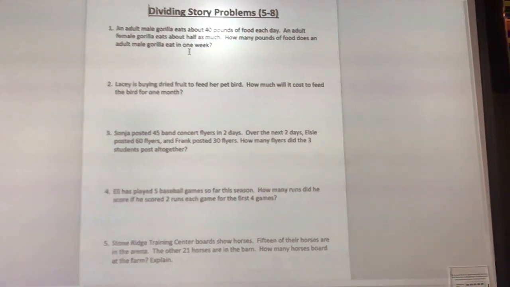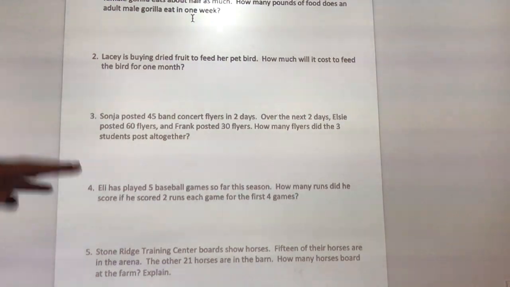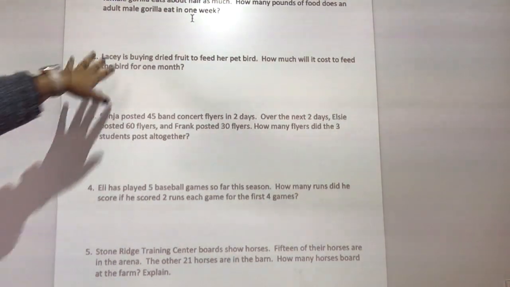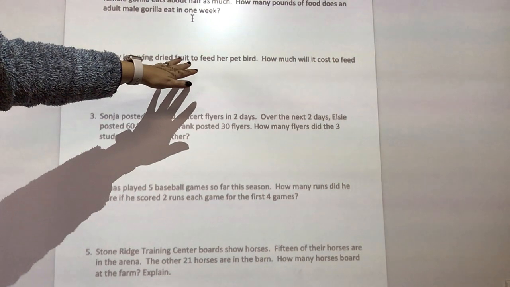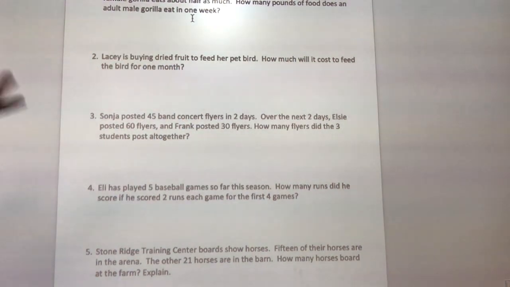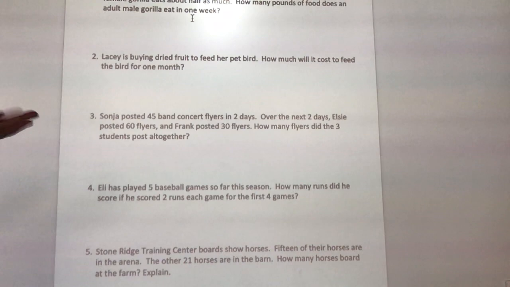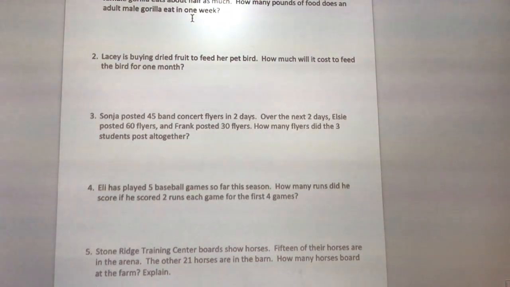Oh, so did they give us enough information on number two? No. It doesn't tell us. It tells us that she's buying this dried food for her bird, but it doesn't tell us how much that food costs. I don't know how to add it up for 1 month if I don't even know an initial cost of that food for the bird. So we cannot solve number two. You can just put not enough information below it. Hold on, we'll come back to that.